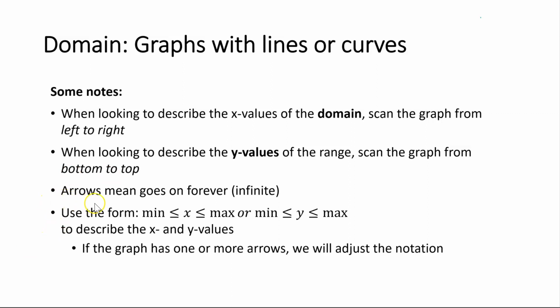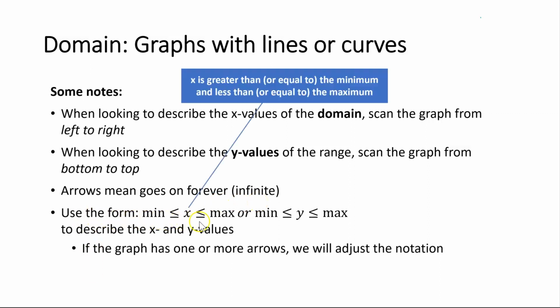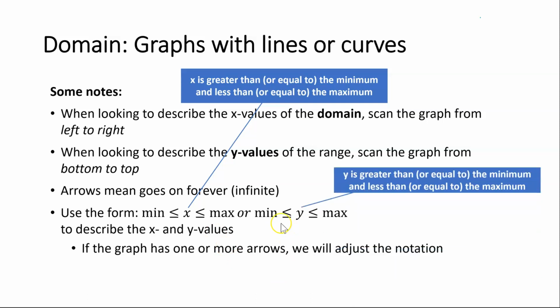If you see arrows on a graph, that means that graph goes on forever in that direction. It's infinite. We'll use this form to describe the x and y values. So it just means, in this case, x is greater than or equal to the minimum value, but less than or equal to the maximum value. And same with the y. Y is greater than or equal to the minimum value, and less than or equal to the maximum value.